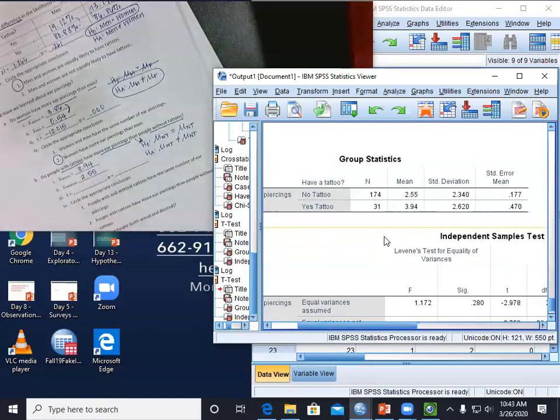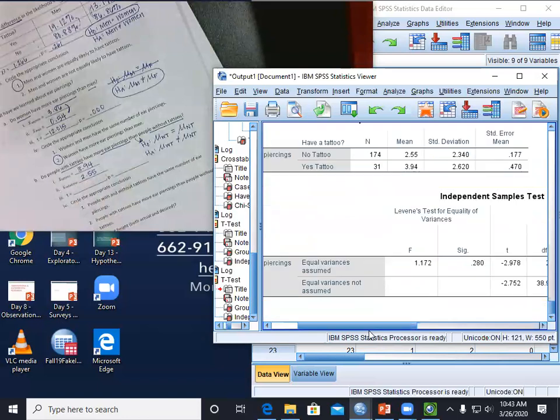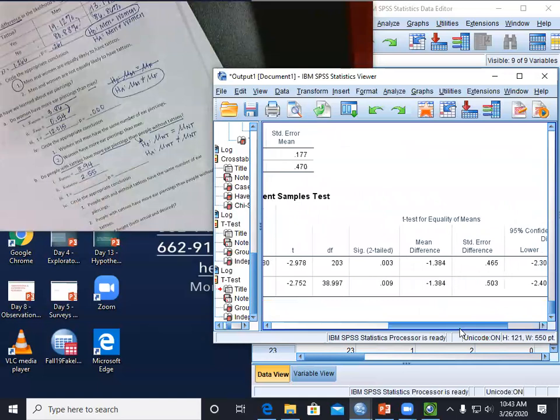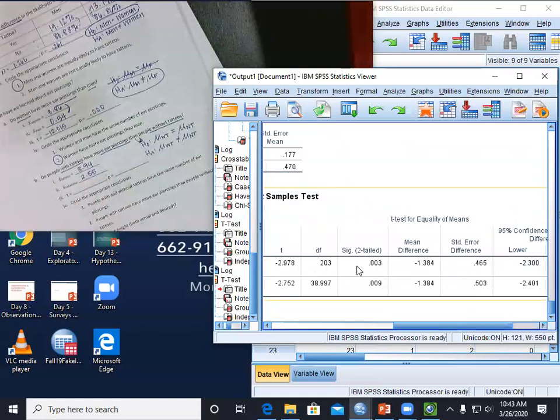All right, so our sample suggests that maybe at the population level there is a difference, and people with tattoos have more ear piercings than people without. We have to find out if that difference is statistically significant, if it's likely to be due just to chance and error or not. All right, we scroll over to our T statistic right here.